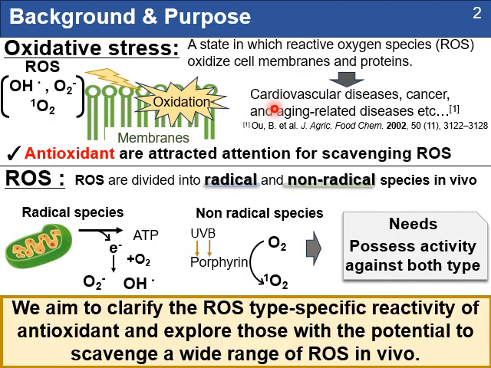Oxidative stress refers to a condition in which reactive oxygen species oxidize cellular membranes and proteins, leading to a decline in normal biological functions. It is known to contribute to cardiovascular disease, cancer, and aging-related disease. Therefore, antioxidants have attracted attention because they scavenge active oxygen species, or ROS.